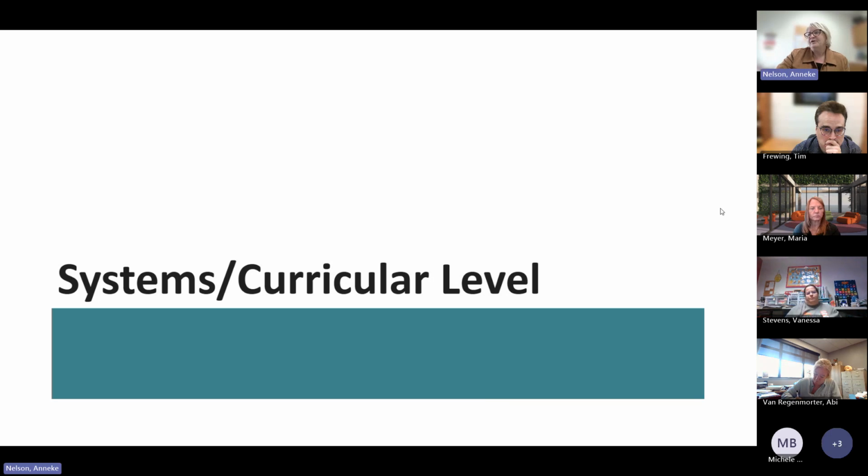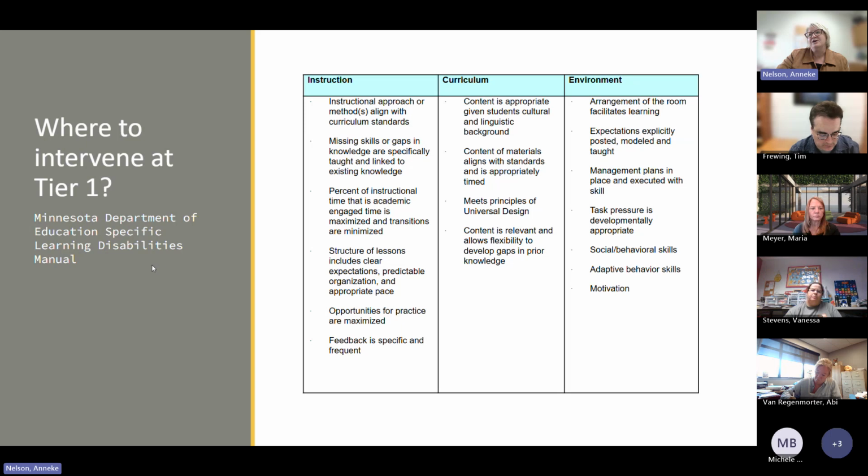Okay. So we're looking at that systems curricular level. So where would we intervene? If we knew that our instruction was not hitting 80%, that we had more than 20% of students needing some sort of intervention, what are the things that we would do?